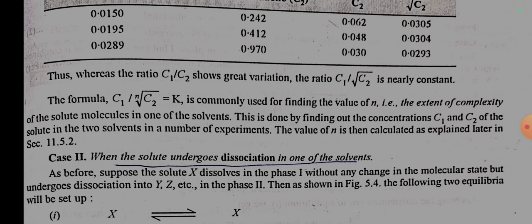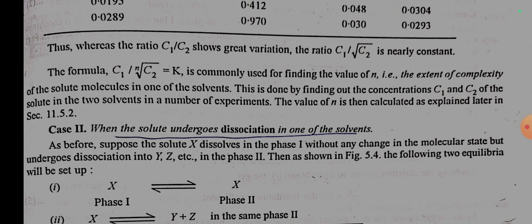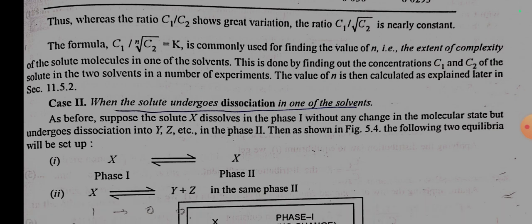Thus, where the ratio C1/C2 shows great variation, the ratio C1/√C2 is nearly constant. The formula C1/C2^(1/n) = K is commonly used for finding the value of n, that is, the extent of complexity of the solute molecules in one of the solvents. This is done by finding out the concentrations C1 and C2 of the solute in the two solvents in a number of experiments. The value of n is then calculated as explained later in section 11.5.2.